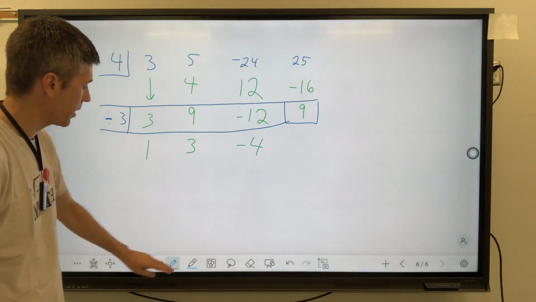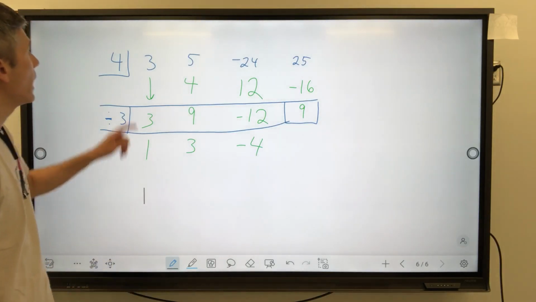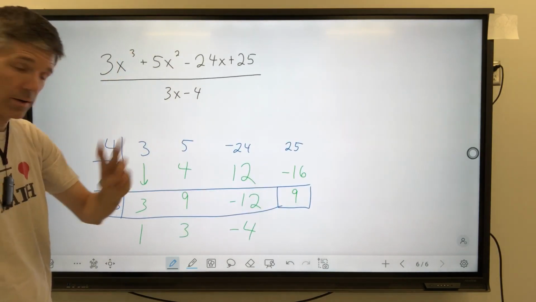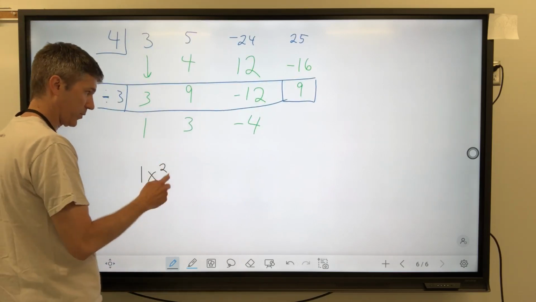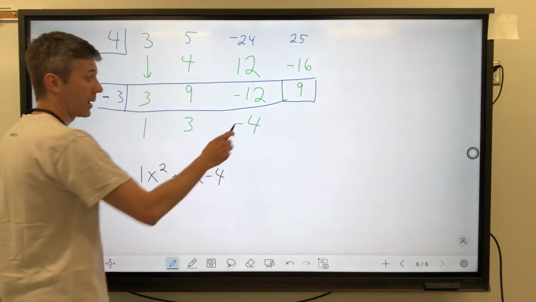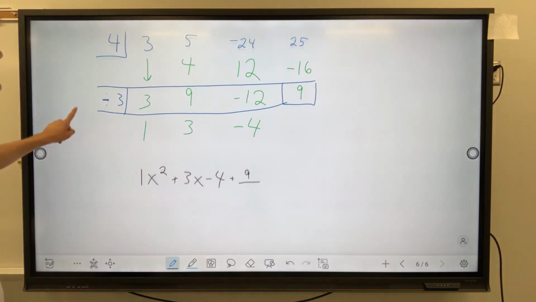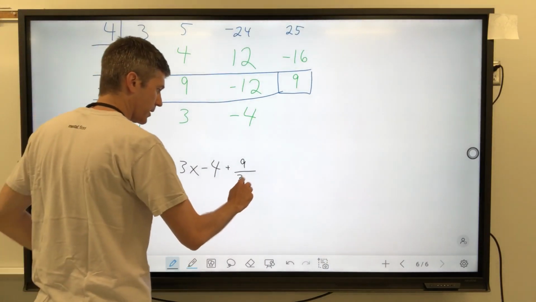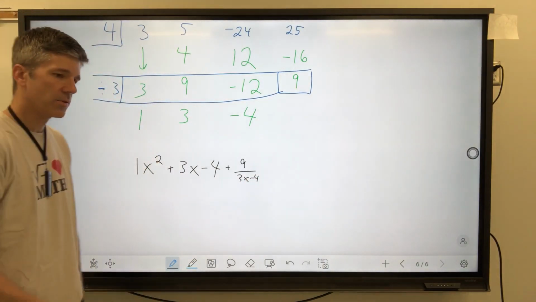We will stop there. Final answer is going to be 1x, not cubed, squared. 1x squared, leave the 1 off if you want to, plus 3x minus 4, and then my remainder, which is 9, and we're going to divide it by 3x minus 4.